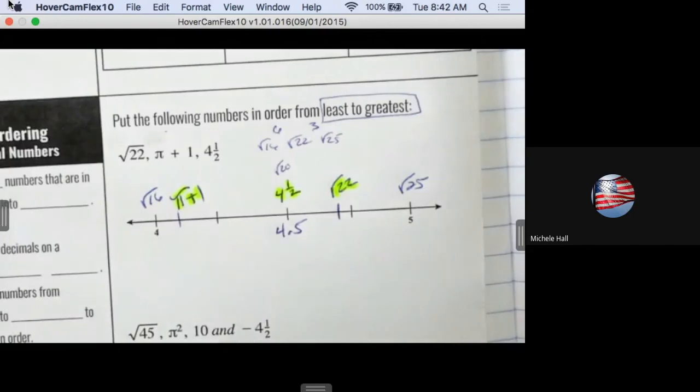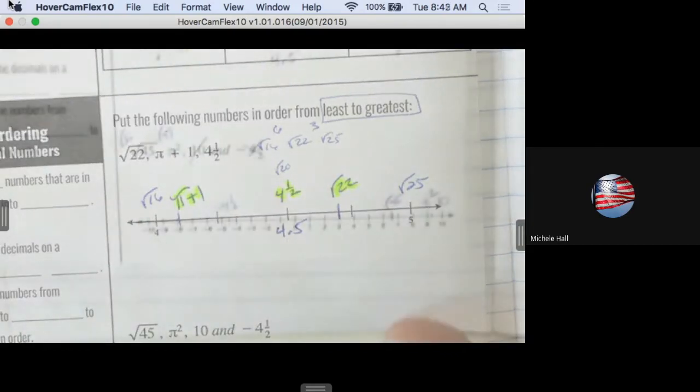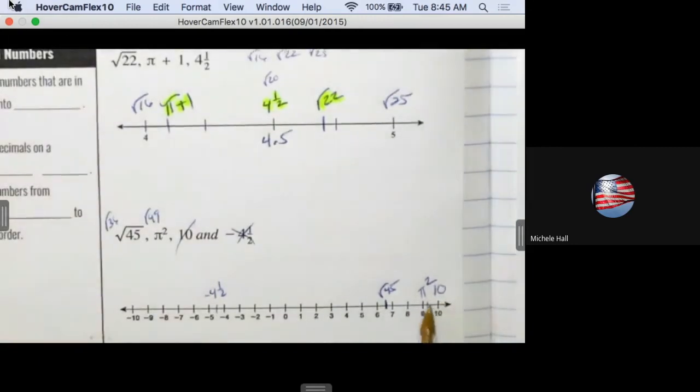Okay, one more. Ordering the last ones. And we'll get started on your homework. You've already got your notes in. And just put a mark after 9 and put pi squared.